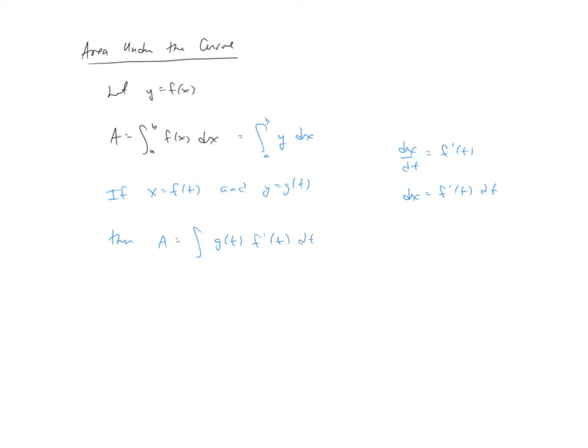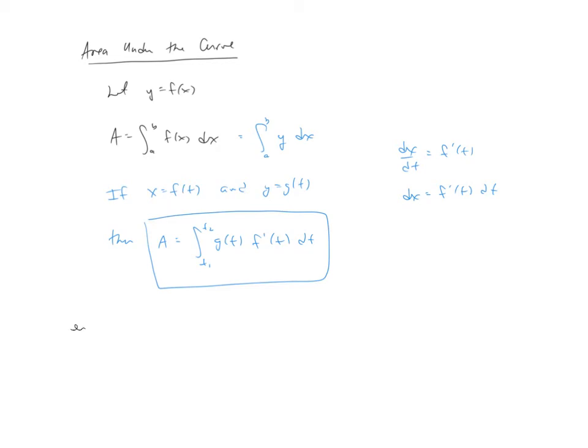And since our differential now is with respect to t, we're going to need different bounds, so maybe I'll just say t1 there and t2 there. So to figure out area under the curve when given parametric equations, you can simply refer back to this template, where you have your g of t, which was your y, and your f prime of t, which would have been the derivative of the x function.